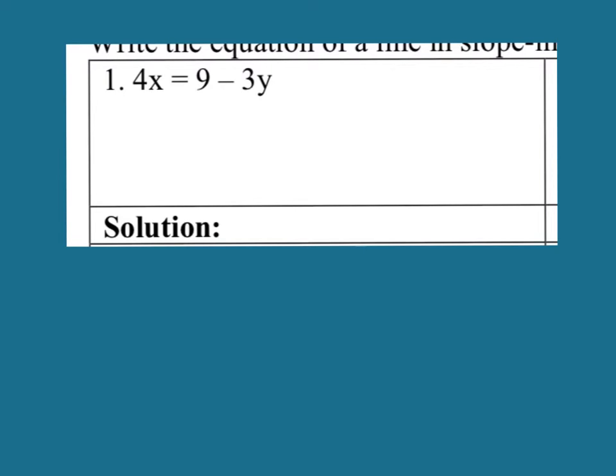Questions 1 through 10 ask you to write the equation of a line in slope-intercept form using the given information. So we need to remember what that is. Slope-intercept form should be y is equal to mx plus b. So what we do is we plug in for the slope of m and b the y-intercept.